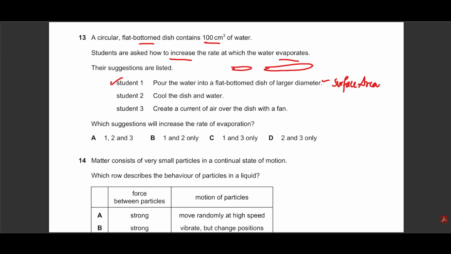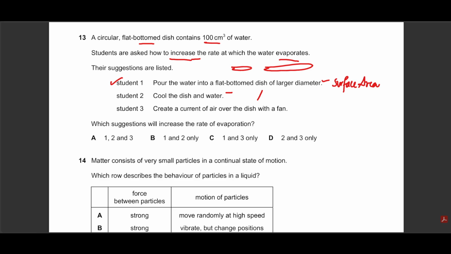The second one, cool the dish in water. We're trying to increase the rate of evaporation. If you cool it down, it has the opposite effect. You see, evaporation depends on temperature directly, so if you reduce the temperature, the evaporation also decreases.